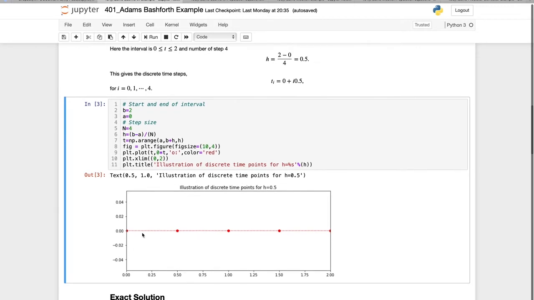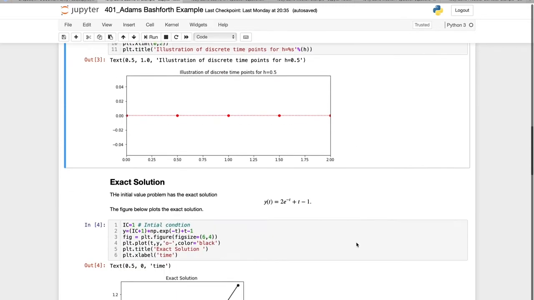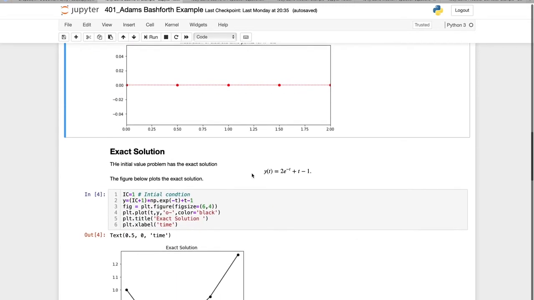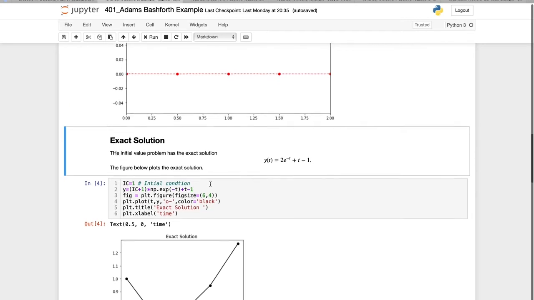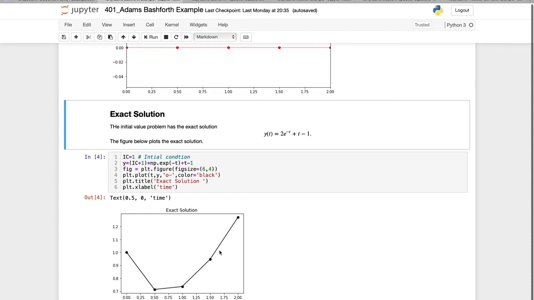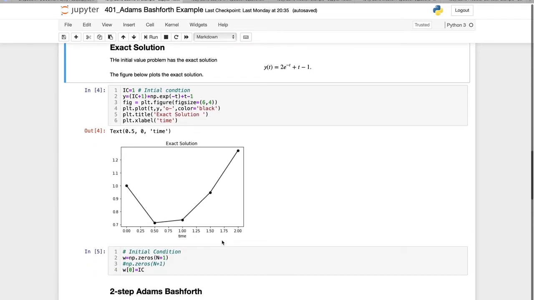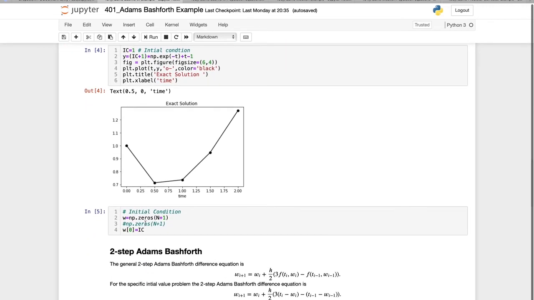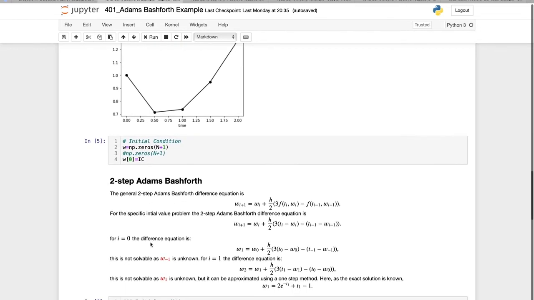And so here we have a simple plot of it. We know the value here, but we don't know any of the values anywhere else. I chose this problem because it has an exact solution of this form. So we have our initial conditions, and then we set up our method.